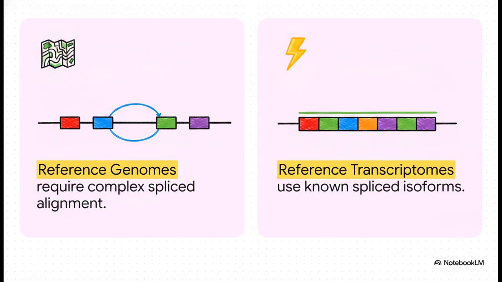Option 2 is mapping to a reference transcriptome. This only contains known, already spliced isoforms. Because transcripts are way shorter than the full genome, this method is incredibly fast and memory efficient. Though it's worth noting, using a transcriptome can sometimes mistakenly flag intronic reads as spurious expression.